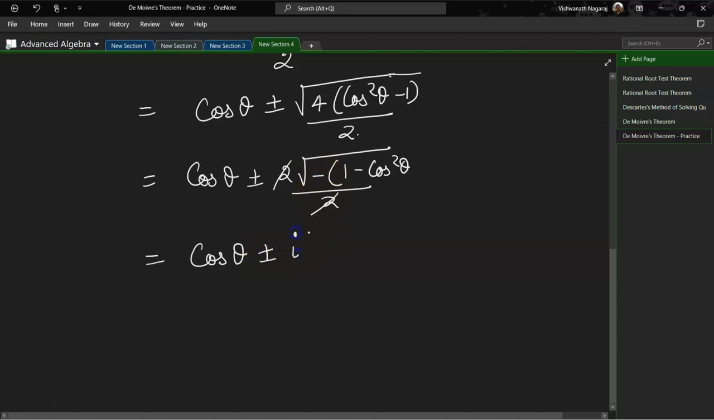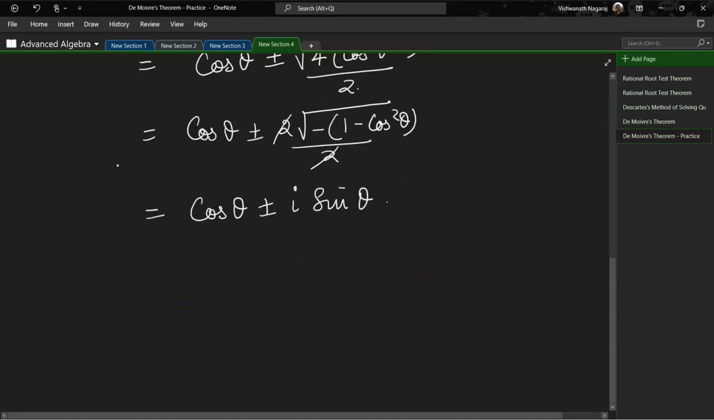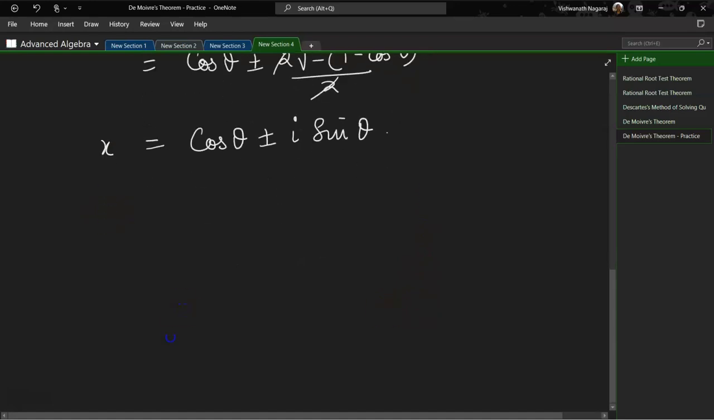square root of minus 1, we can take it as i. Square root of 1 minus cos square theta is sin theta. So we have got a familiar expression. Now remember, this is x equal to cos theta plus or minus i sin theta. Similarly, y would be equal to cos phi plus or minus i sin phi.